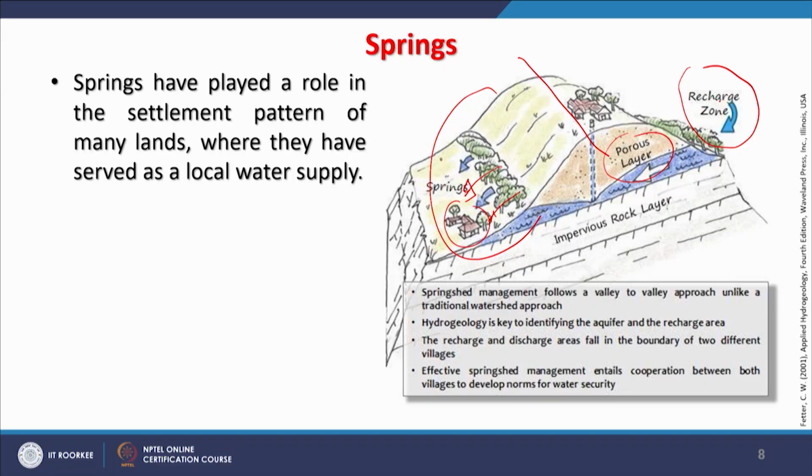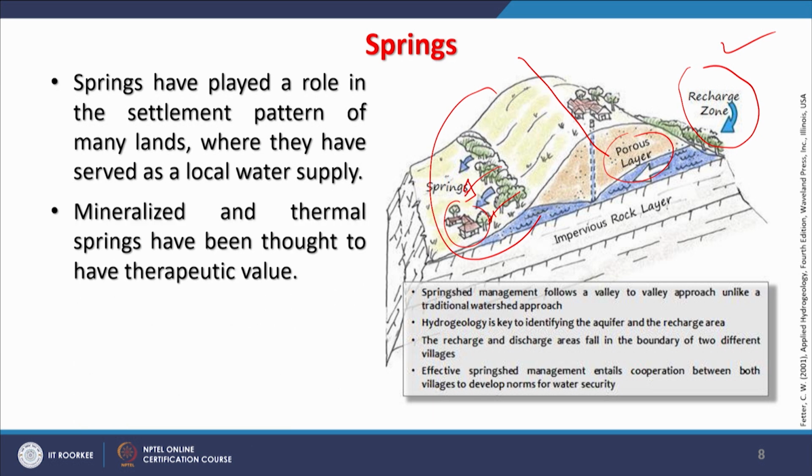So, in springshed, identification of springsheds is challenging, but it is important to have springs forever. If we have known recharge areas and some treatments are done, then we will have water supply through springs for a longer time. So, like watershed management, springshed management is also equally important, which we will see a little later.